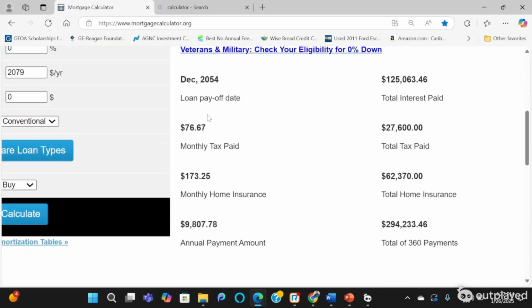This just shows you some of the other estimates and total interest paid over the term of 30 years.